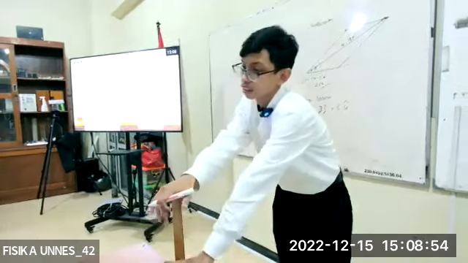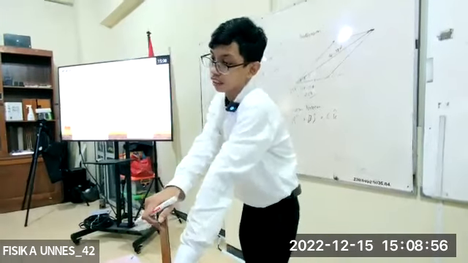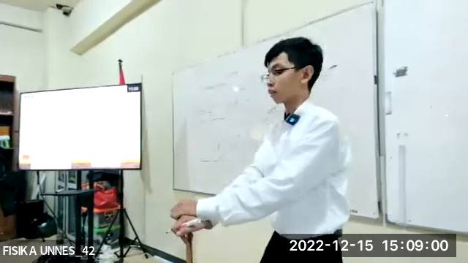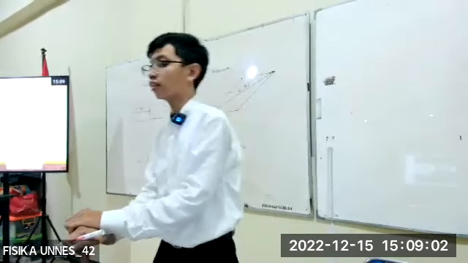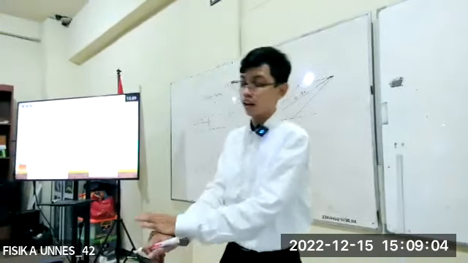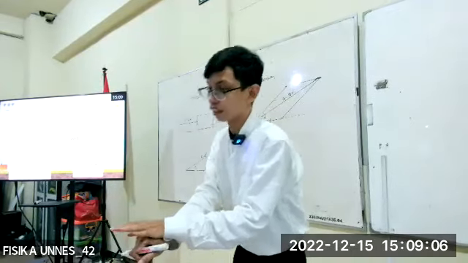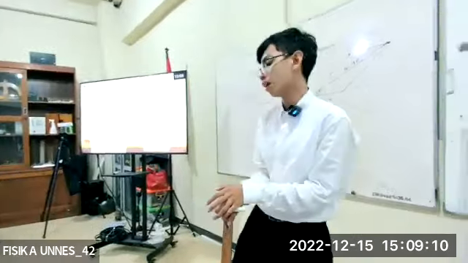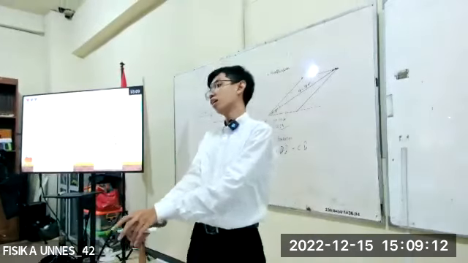Okay, the last is cross product. The cross product is known as the vector product. When we cross two vectors, the result is also a vector, as we can see here, same as with the dot product.